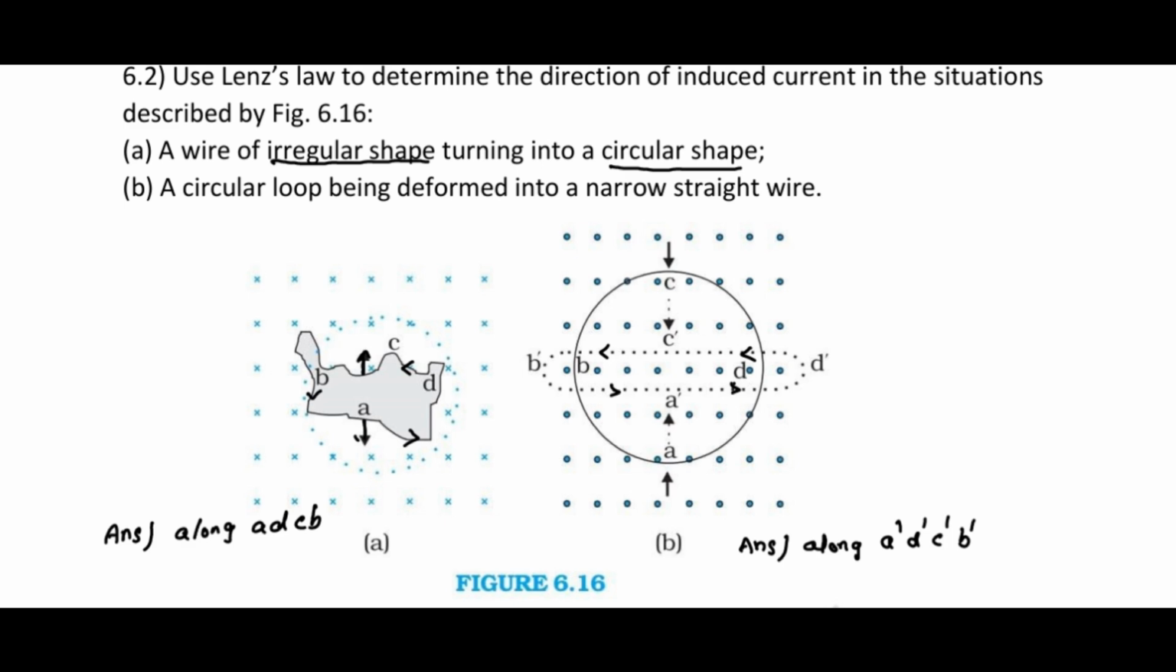Okay, so this is 6.2. These two questions are conceptual, so we should take care. Why? Because these are 2D, so there may be some confusions. Thank you.